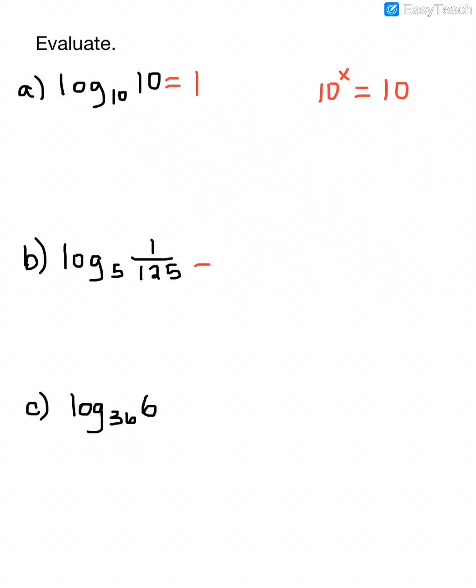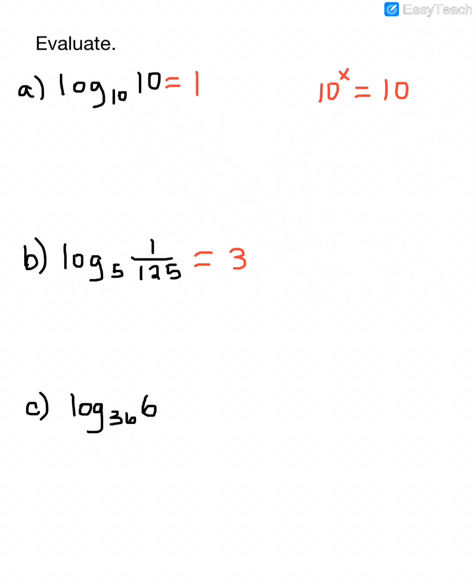All right, for B, we're saying what power can we raise 5 to get 1 over 125? Okay, so that one is a little tricky. First of all, if I say, what power can I raise 5 to get 125, we know that would be 3. 5 to the third power is 125. But our argument is not 125, it's 1 over 125.